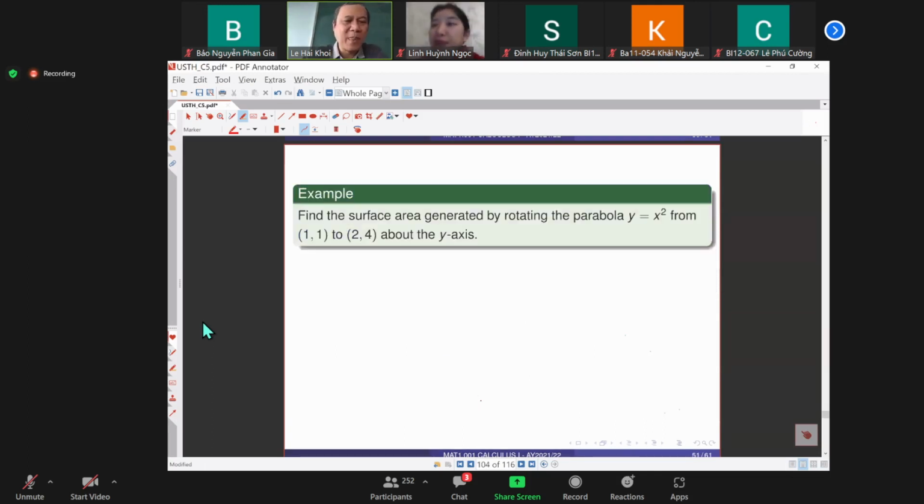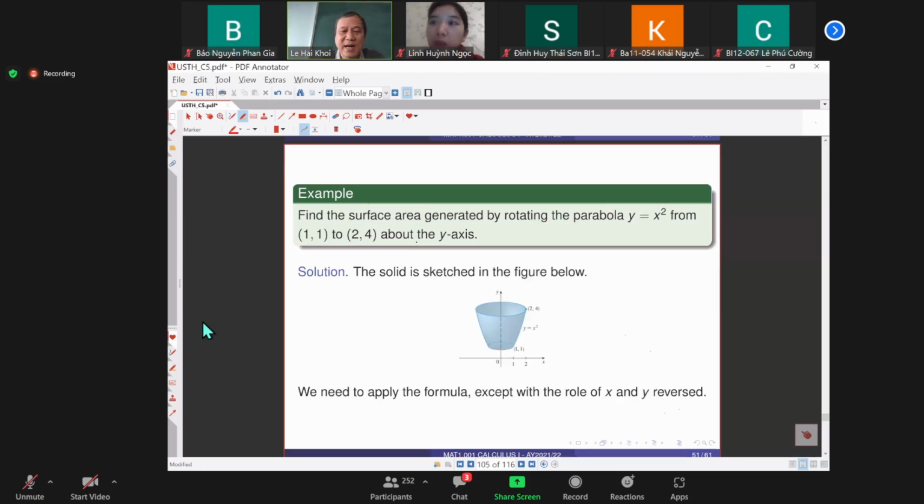So, example: find the surface area generated by rotating the parabola y equal to x squared from (1, 1) to (2, 4) about the y-axis, not the x-axis. Yeah, y equal to x squared and rotating like that, then you get really cái này chả phải bình hoa nữa rồi mà là cái bình để trồng hoa, right? Bình để trồng hoa chứ không phải là flower vase nữa rồi.